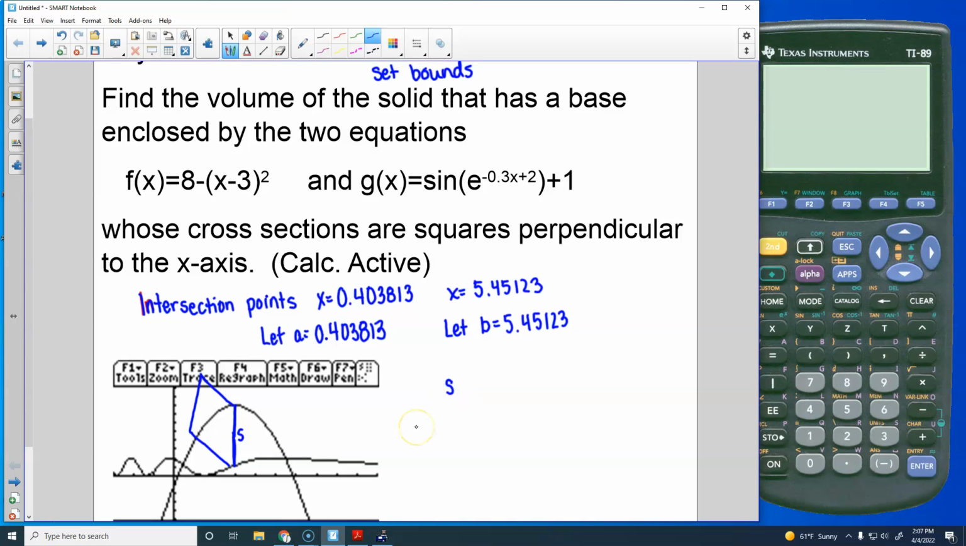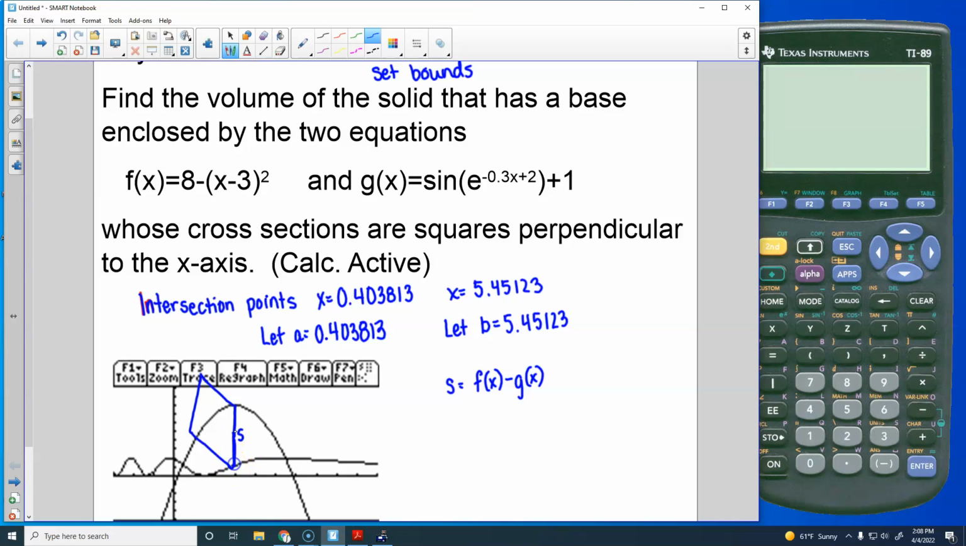So we're not going to integrate yet for S. If I want to know that side right there, I would just have to take top function minus bottom function, right? Which one is the top function here? F. So I would say f of x minus g of x. That would be just the length of this side right here.